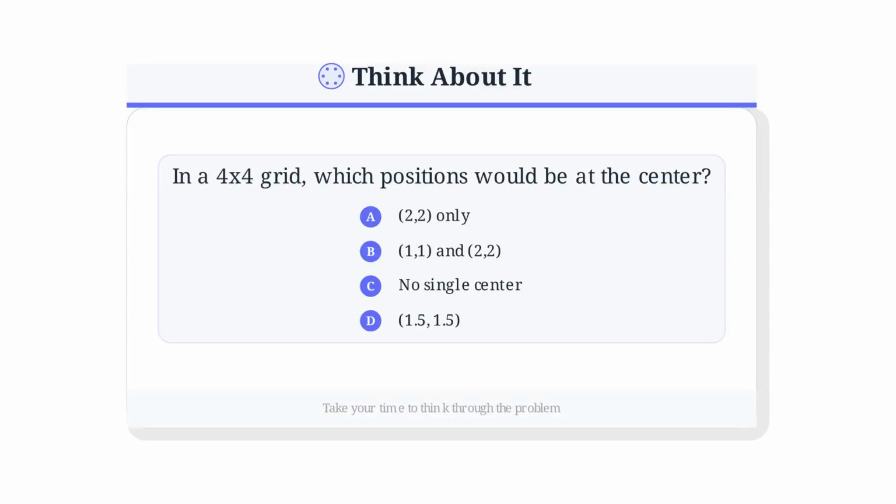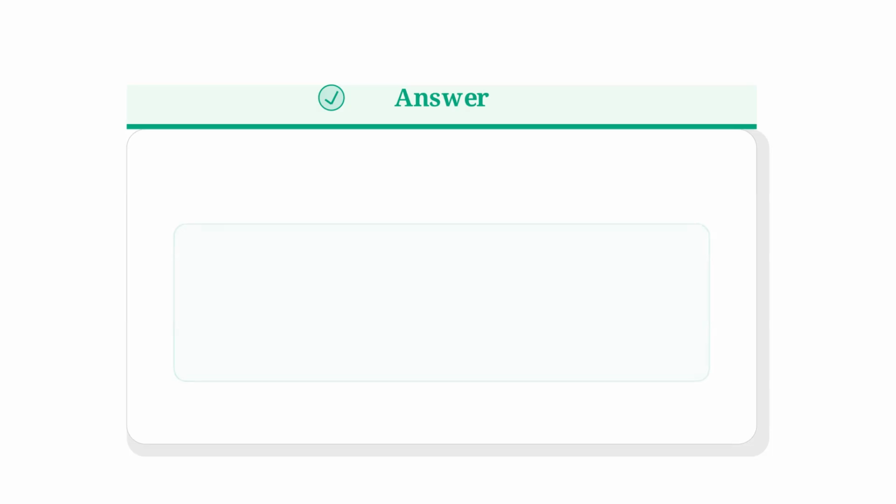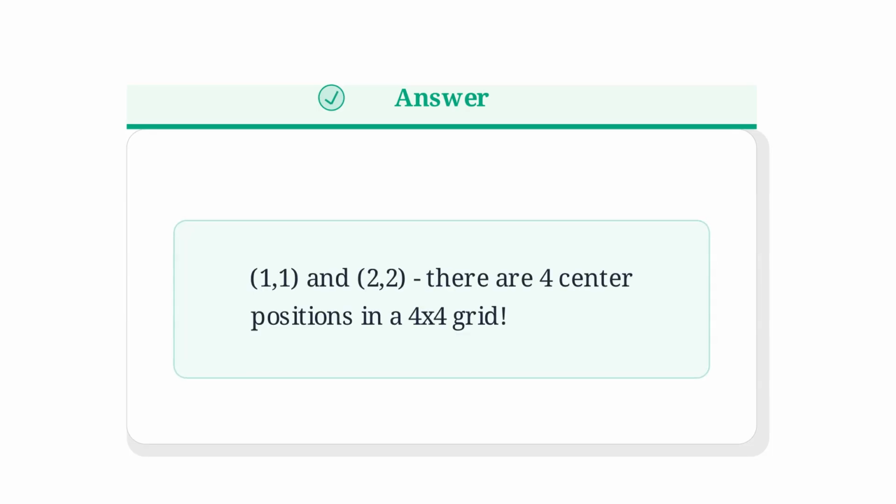Challenge time. In a 4x4 grid, which positions would be at the center? Remember, we start counting from 0. Exactly. In a 4x4 grid, there are actually 4 center positions: 1,1 and 1,2 and 2,1 and 2,2. Even-sized grids don't have a single center point.